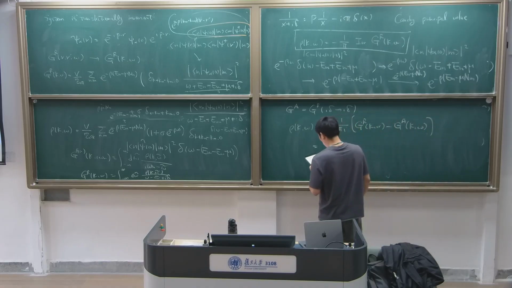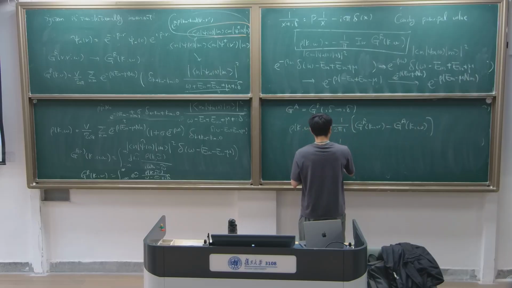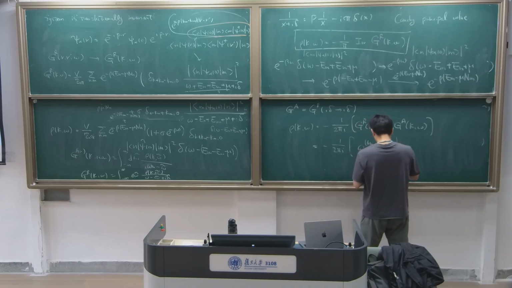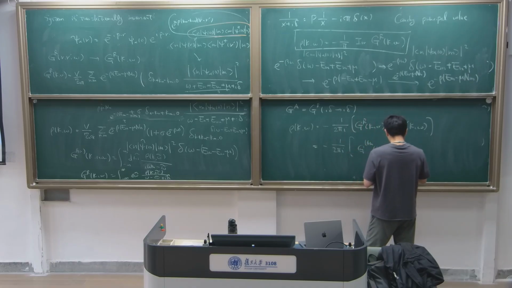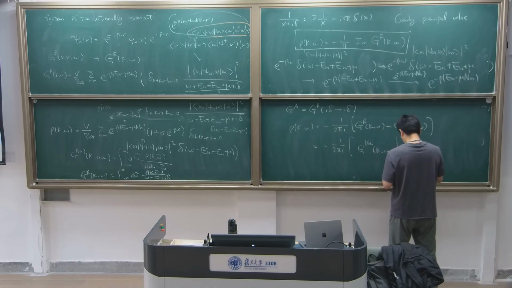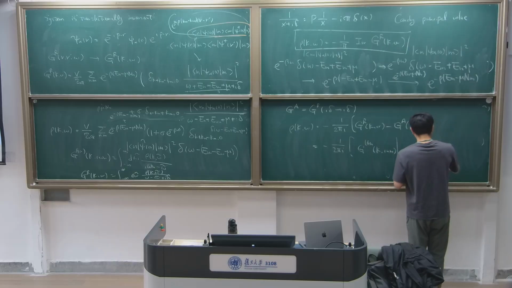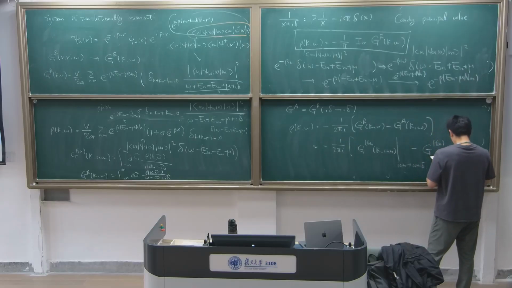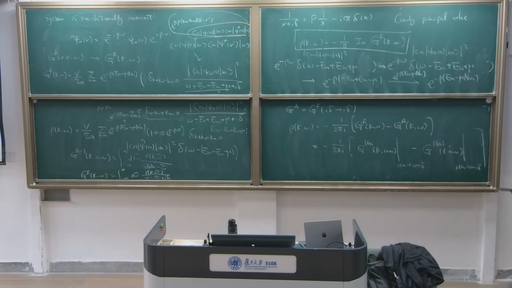And this can be understood as 2 pi i G finite temperature, i omega n, where i omega n is replaced by omega plus i delta, minus G finite temperature, omega n, where i omega n is replaced by omega minus i delta. That's what you do.